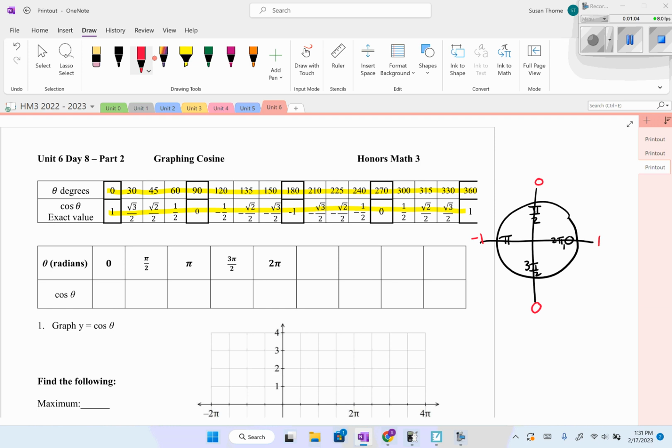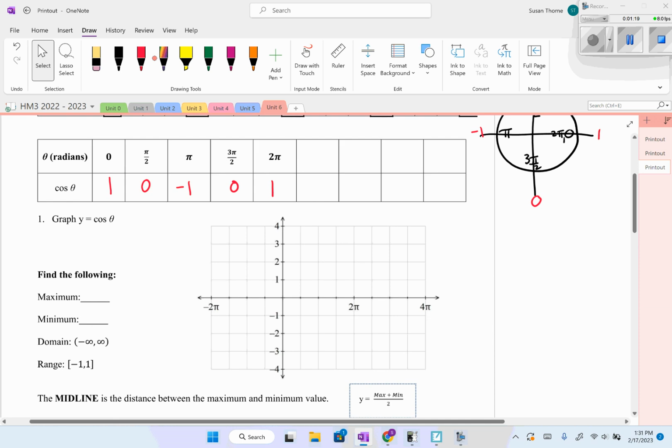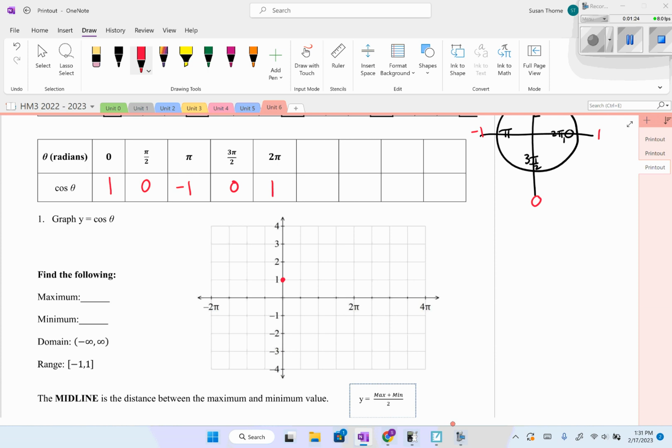So in radians, again, cosine of 0 radians would be 1. Pi over 2 is 0. This would then be -1, 0, and 1. So unlike the sine that starts at 0, 0, the cosine of 0 starts at a y value of 1. And then at pi over 2 it goes to 0. Then at pi, we have -1, and 3 pi over 2 is back to 0, and 2 pi is at 1. So this would be our first wavelength.